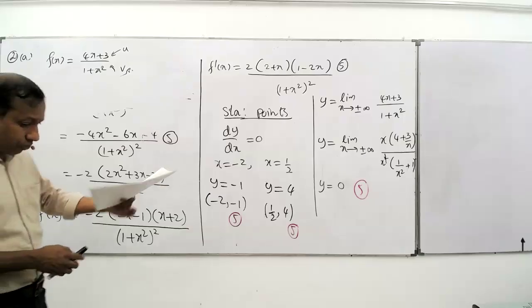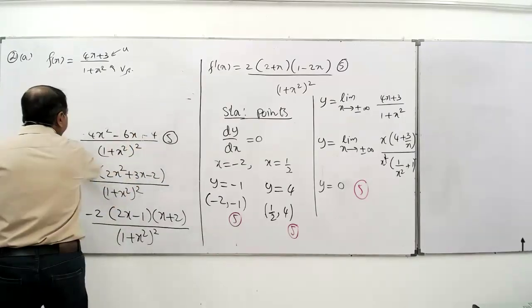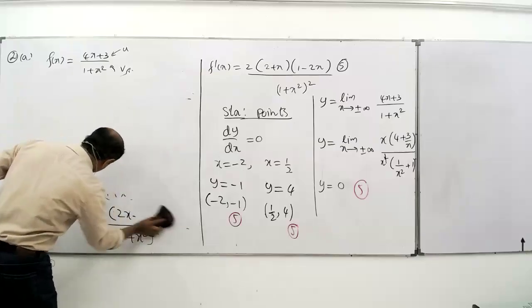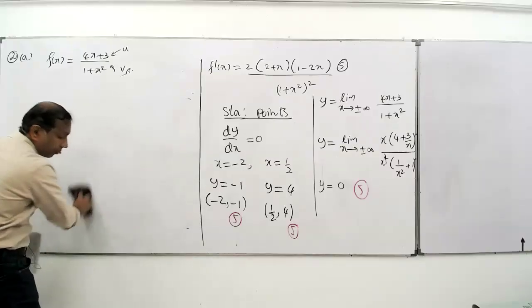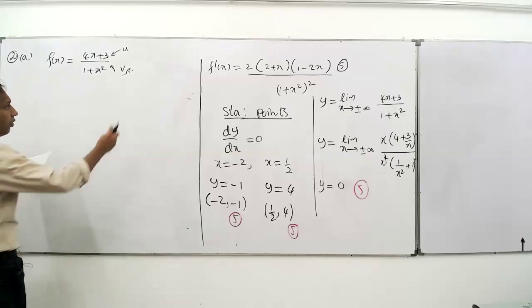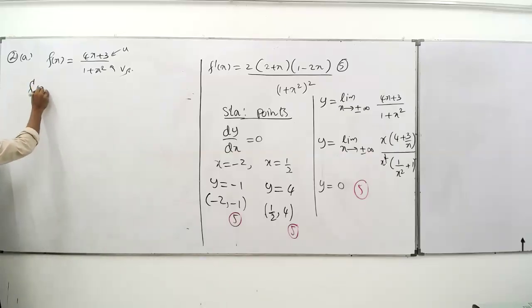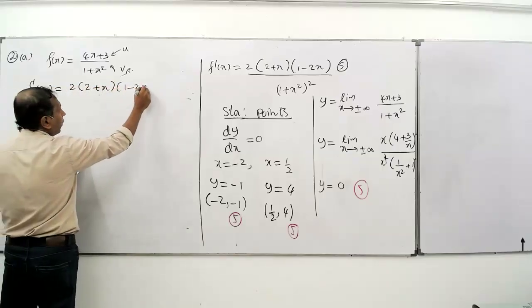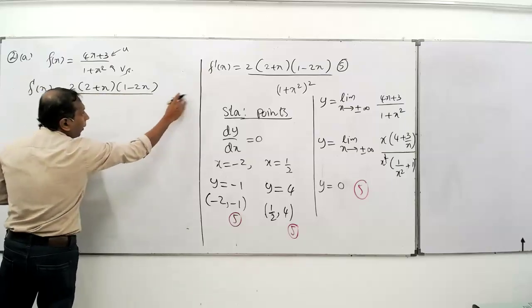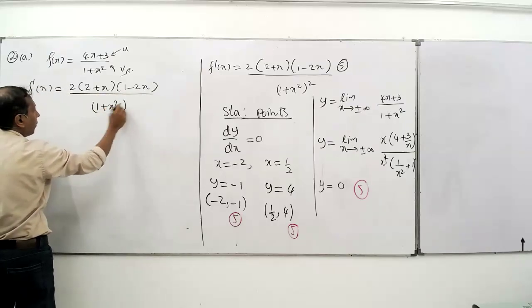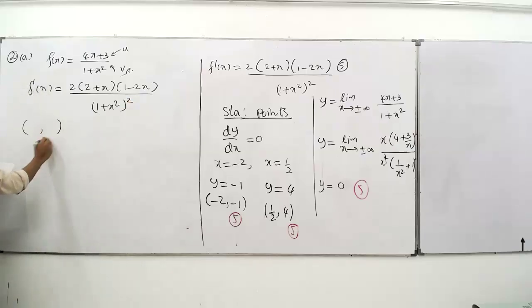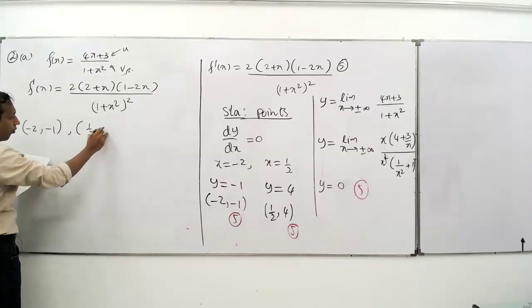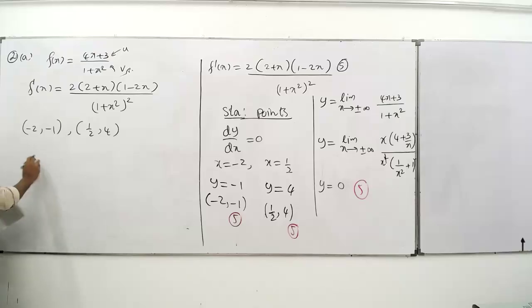Now for this also we get 5 marks. Right. So then I write this f dash x here. F dash x we have 2 plus x, 1 minus 2x divided by 1 plus x squared, right? Stationary points here we get minus 2, minus 1, and half, 4, and horizontal asymptote y equals 0, right?